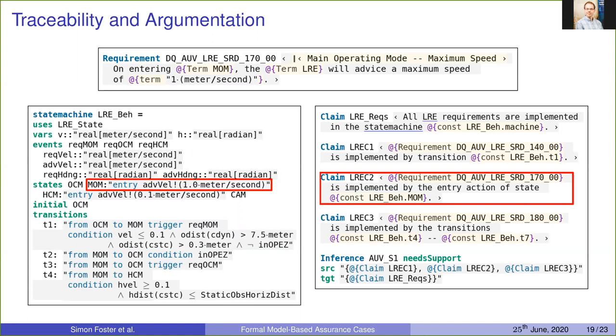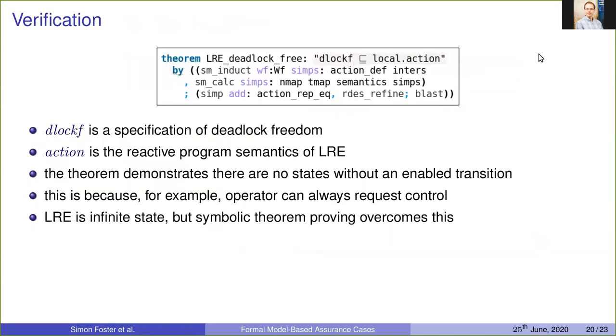And we've done this for several of the requirements. This is just a fragment here. So here we are showing how 3 of the requirements are satisfied. And then you would have a top level claim, which is here, which shows that all of the LRE requirements are implemented in the state machine. And you have an inference showing that the 3 requirements support this top level claim. So this shows how we can use a formal model to satisfy requirement claims and make that explicit. This is something that you could very clearly show to somebody, that yes, all of my requirements are indeed satisfied. As I mentioned, you can also do verification.